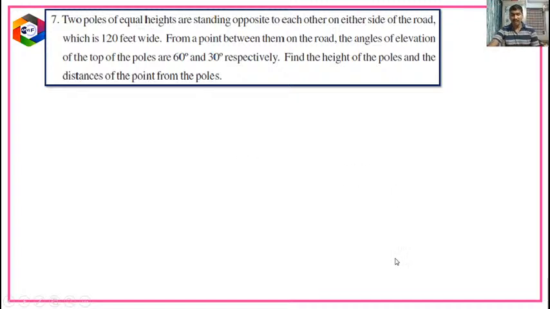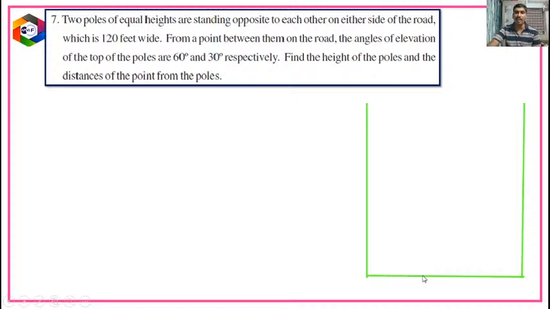Let us draw a relevant diagram here, children. This is the ground, that means the width of the road. On one side of this road there is a pole and on the other side also there is another pole, both of equal height. This is one pole and this is also another pole, both equal height. Now one person is somewhere in the middle, and he observes the angle of elevation.